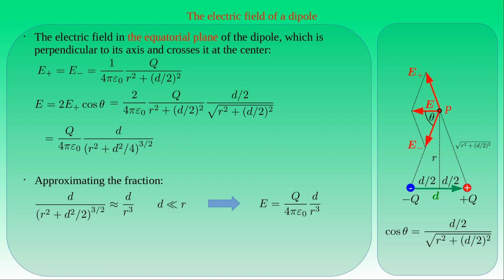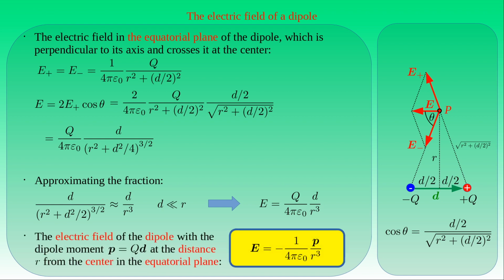Since the dipole moment P is equal to q times d, the electric field E of the dipole in any point on the equatorial plane of the dipole is equal to minus 1 over 4 pi times epsilon naught, times the dipole moment P divided by the cube of the distance r of the point from the center. The minus sign in the right-hand side of the formula indicates that the electric field in the equatorial plane and the dipole moment have opposite directions, as seen in the figure.